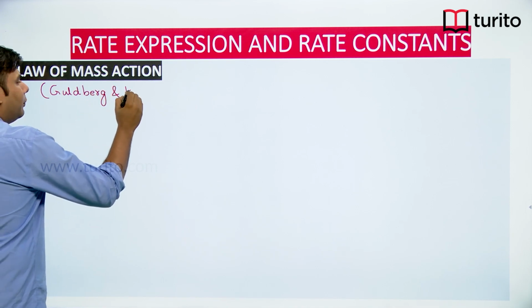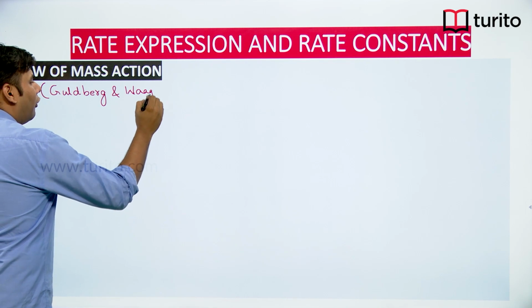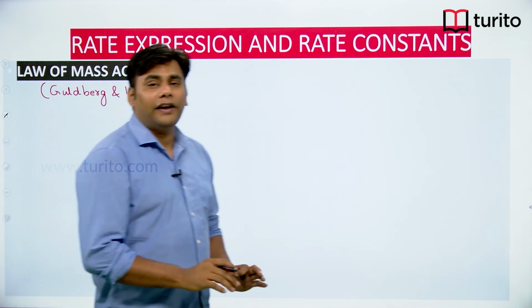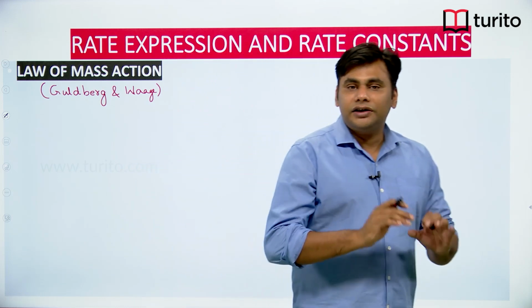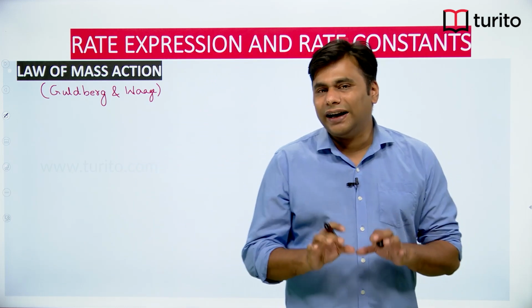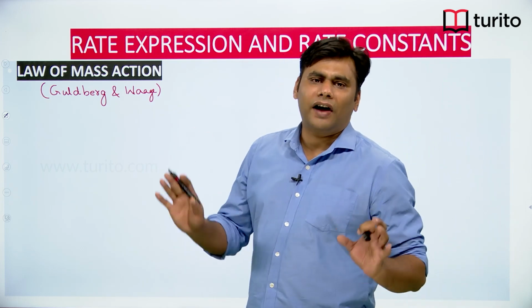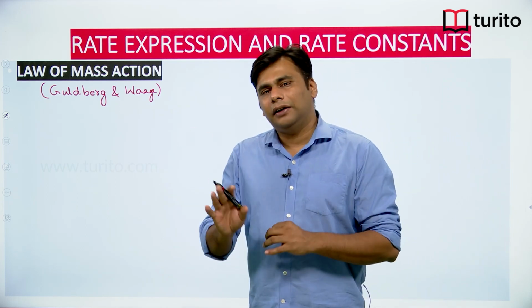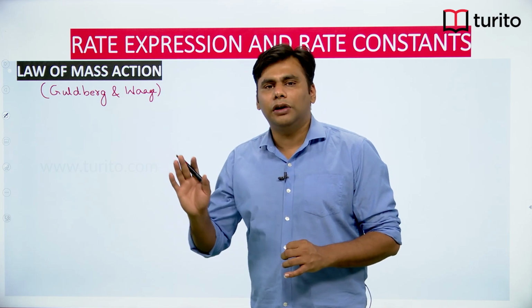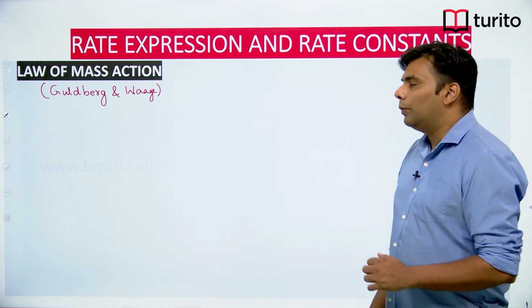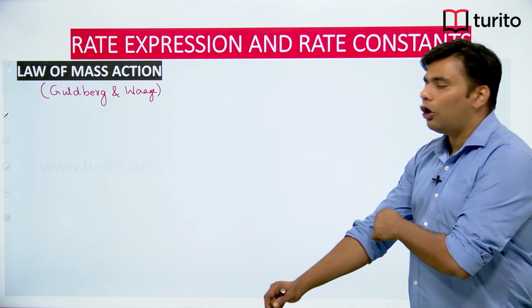Basically, the law of mass action says that the rate of any chemical reaction is directly proportional to the active mass of the reactant raised to the power of some factor. That factor may or may not be equal to the stoichiometry. So this was the law given by Goldberg and Waage, and it is called the law of mass action.